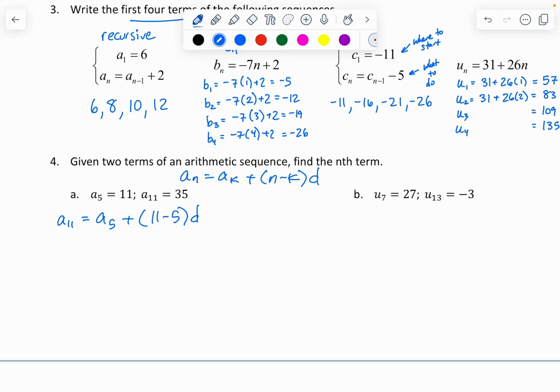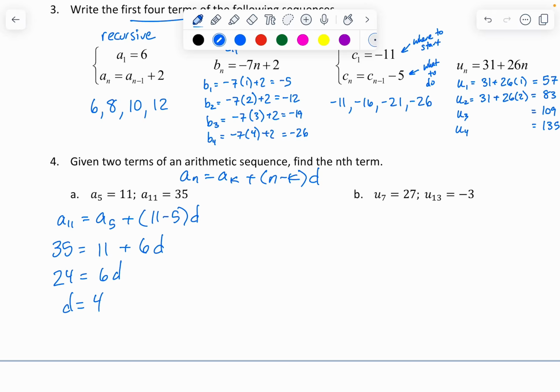Okay, so plugging in what we know, a sub 11 is equal to 35. We know a sub 5 is equal to 11. 11 minus 5 is 6. And we don't know the common difference, but that's what we need. That's one of the things that we need to find. So we will subtract 11. We will divide by 6. And we have found our common difference to be 4.